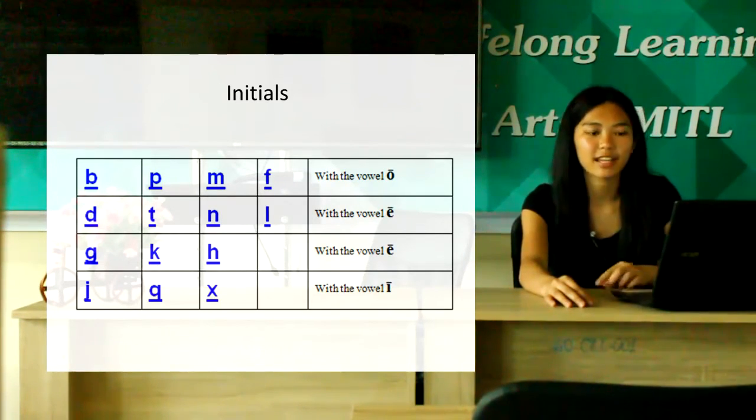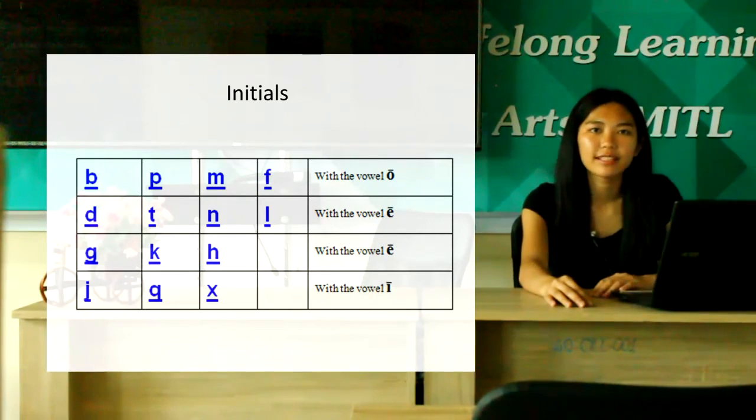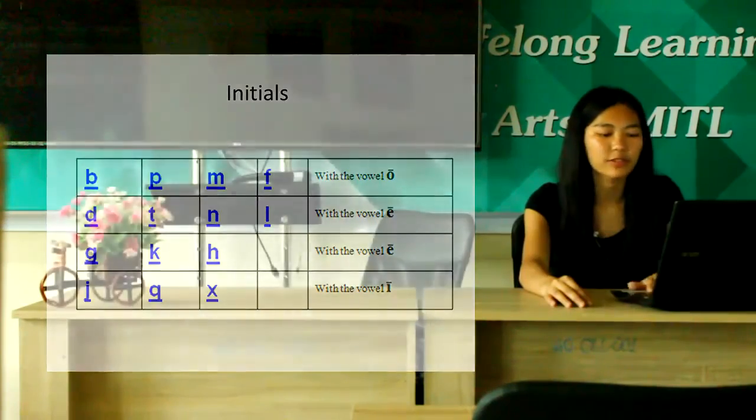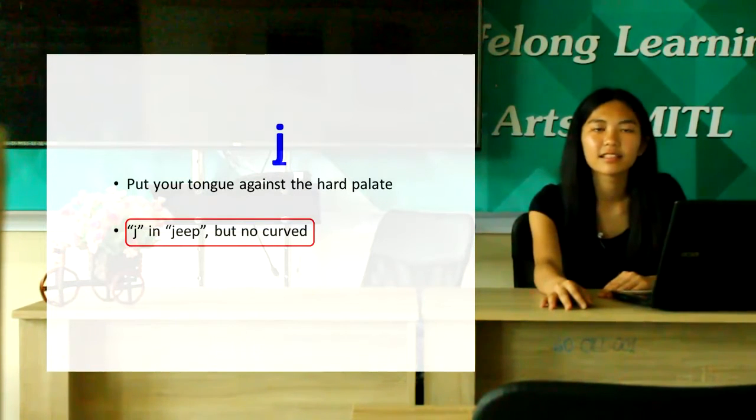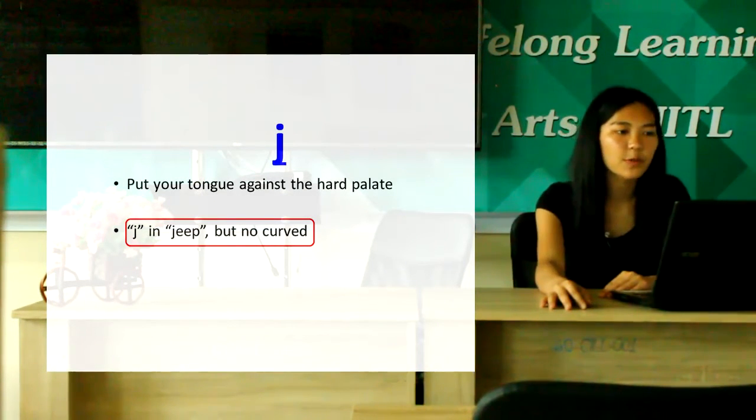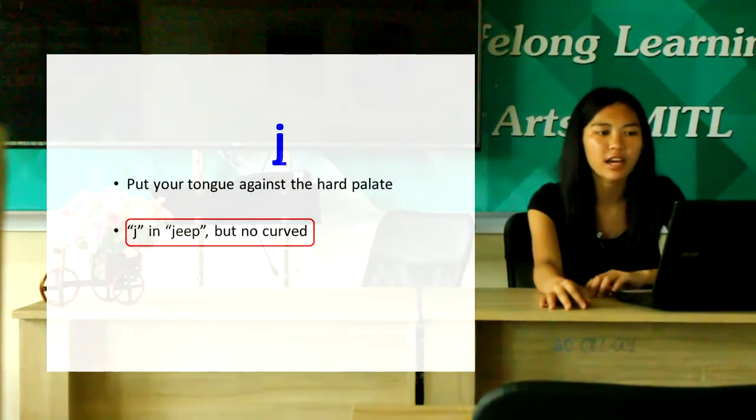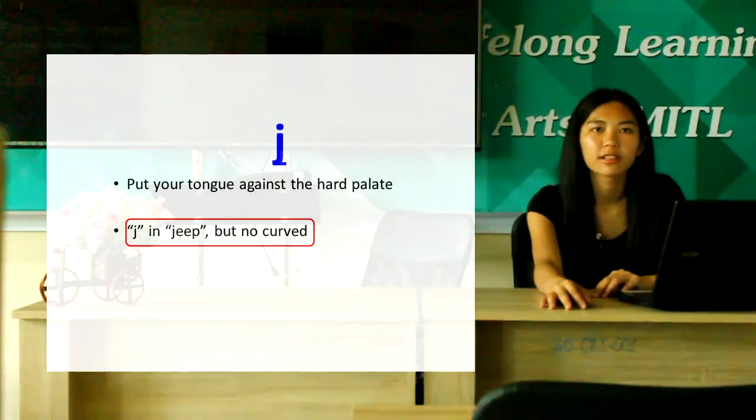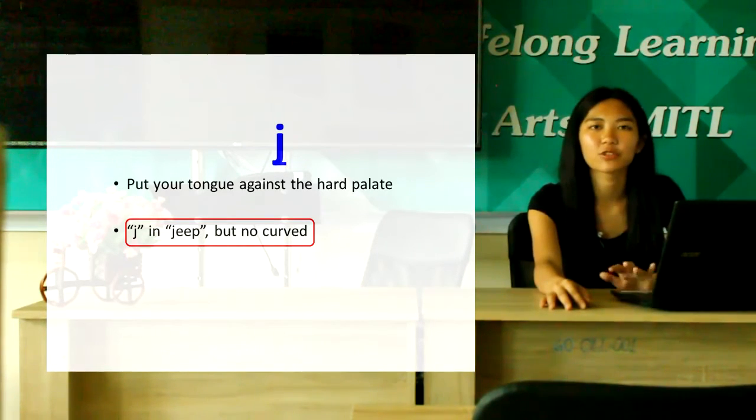It's J, Q, X actually. So we'll use the vowel E here for these three initials. For the initial J, we'll say it as G, G. So put your tongue against the hard palate, like something behind your teeth which is hard. Then leave and let the air come out. G, G. If you still don't get it, we can use English to learn it. Like the Jeep, the car, Jeep. It's like the J in Jeep.